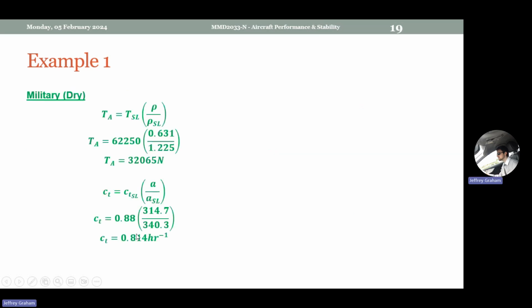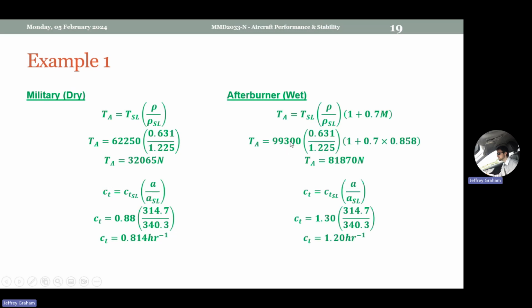Right, starting with the military. Its afterburners are off, so we've got the very fundamental equation. The thrust at sea level is 62,250. And you can see on the previous slide that we read the density at altitude, the density at sea level, and the thrust should drop. Beneath that, we've got the speed of sound over the speed of sound at sea level. Again, as I say, you can use the square root of the temperatures. You will need to convert to Kelvin. Very similar method for the afterburner. The only thing you need to be aware of, it's 0.7 times the Mach number, so that's 0.7 times 0.858. But again, the thrust drops, as does the thrust specific fuel consumption.